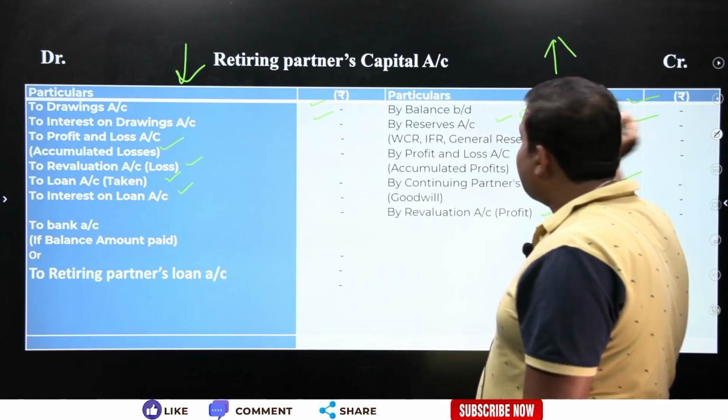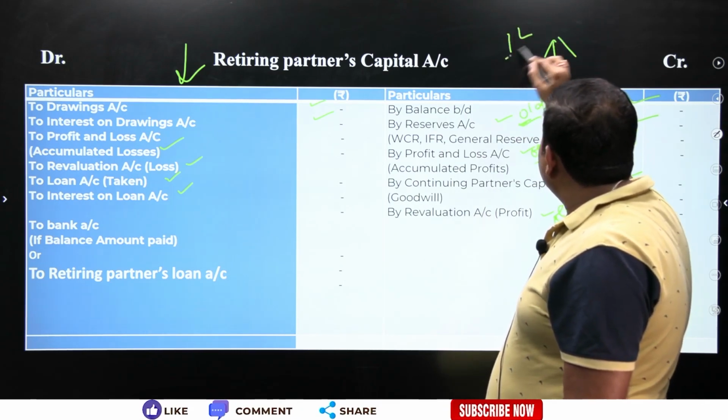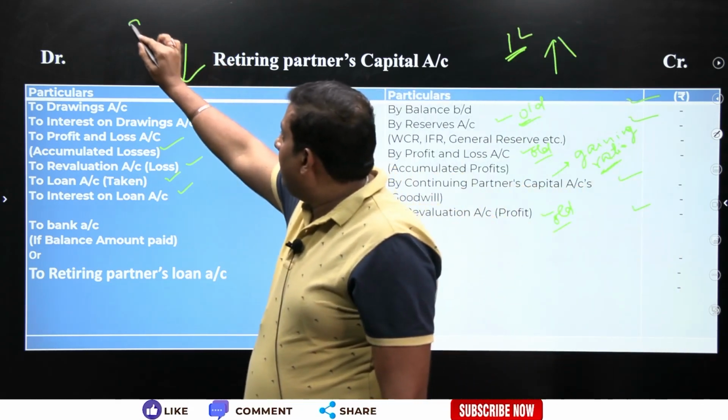Now, if the credit side is exceeding the debit side, let's take an example that the credit side total is 1 lakh and the debit side total is say 80,000.